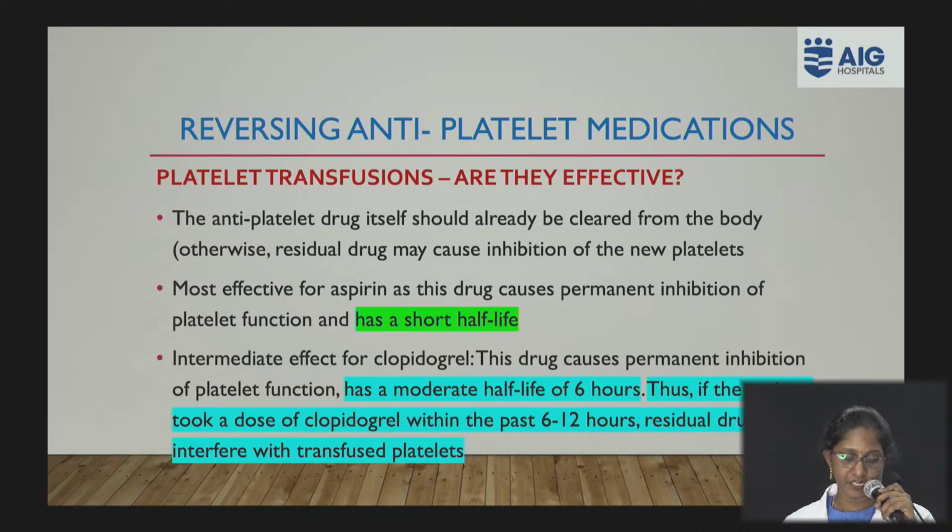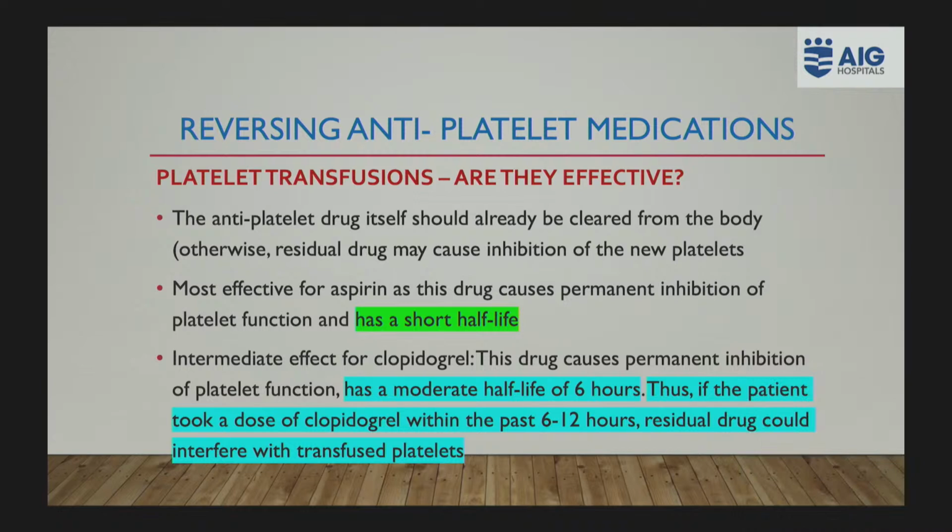Are platelet transfusions really effective? We have to consider this. The antiplatelet drug itself should already be cleared from the body. Otherwise, residual drug may cause inhibition of the new platelets. It is most effective for aspirin, as this drug causes permanent inhibition of platelet function and has a very short half-life. Intermediate effect is there for clopidogrel because this drug causes permanent inhibition of platelet function and has a moderate half-life of 6 hours. Thus, if the patient took a dose of clopidogrel within the last 6 to 12 hours, residual drug could interfere with the transfused platelets.